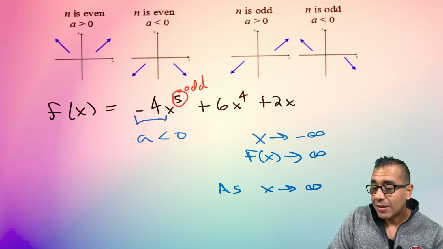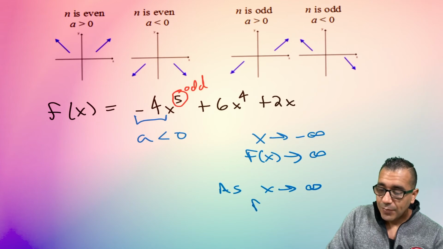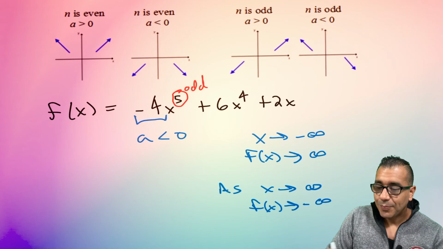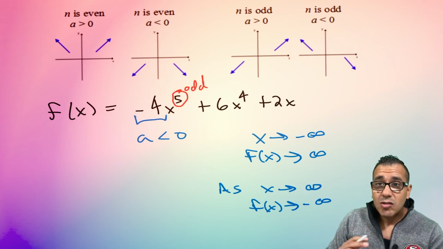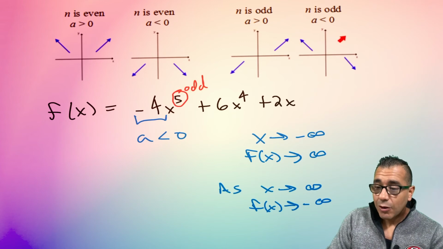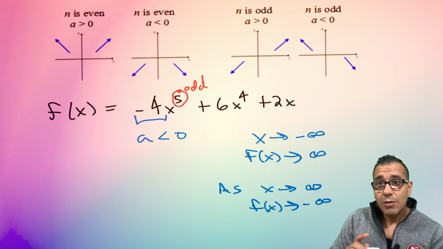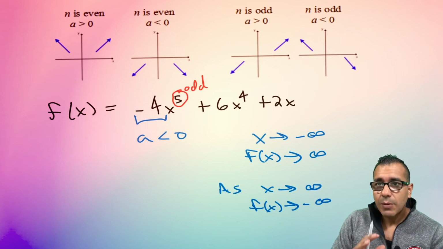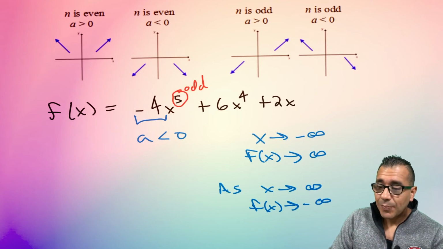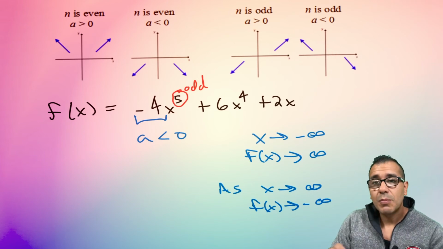Your graph is going to fall to negative infinity. So f of x goes to negative infinity. All right. So again, just these two little pieces tell you so much about the end behavior, what's happening in the end. And right now, we're not interested in what's happening in the middle here. All we're talking about is what's happening as x goes to negative infinity and as x goes to positive infinity. That's all we're looking at.